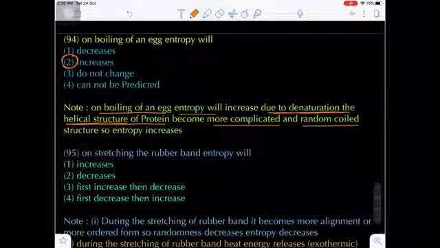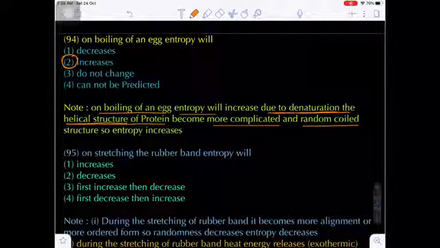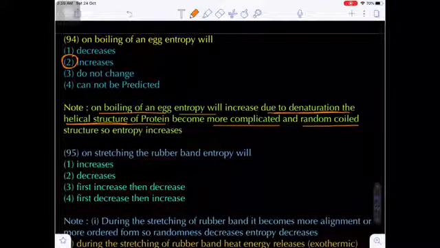Actually, in the raw egg, what happens? There will be less disorderness. But when we are heating, when we are giving the energy, the helical structure of a protein collapses and the randomness of the system increases, thereby entropy also increases.